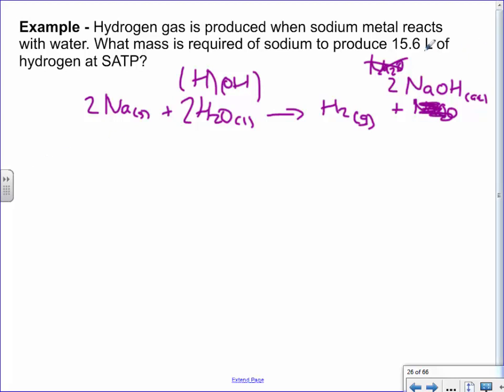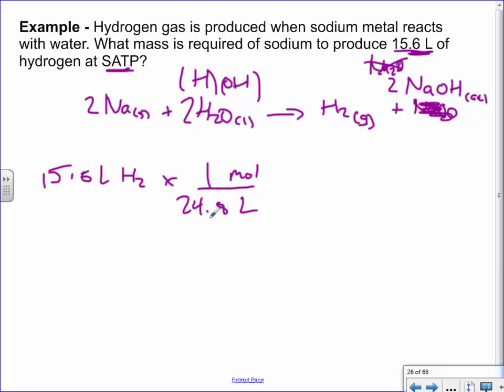Okay, so here's where I'm going to start. I'm going to start with this value that I was given, 15.6 liters of hydrogen. Now, normally we want to use a molar mass, but in this example I don't have a molar mass. I want to get rid of liters, so I need some sort of ratio that gets me into moles but out of liters. The good news is I know that value at SATP. At SATP, there are 24.8 liters in 1 mole. All I'm doing is, rather than starting with molar mass calculations, I'm starting with a volume calculation. That's all.